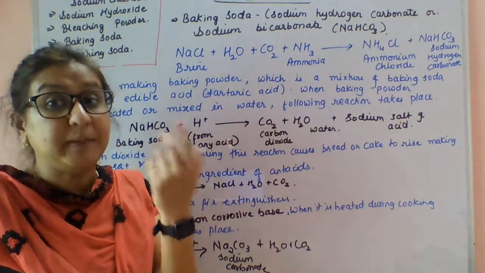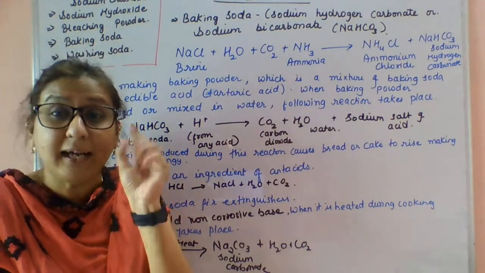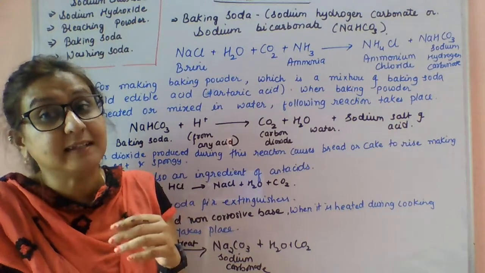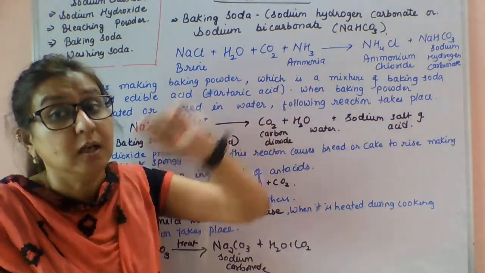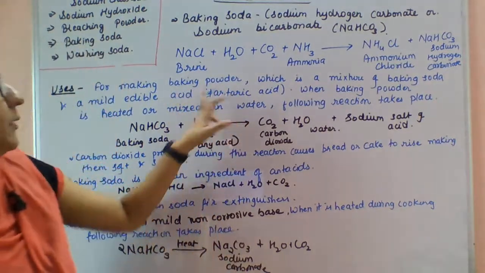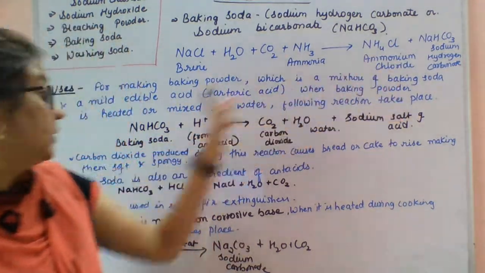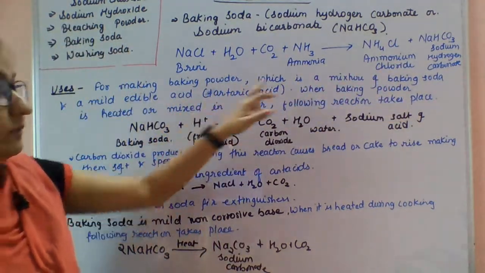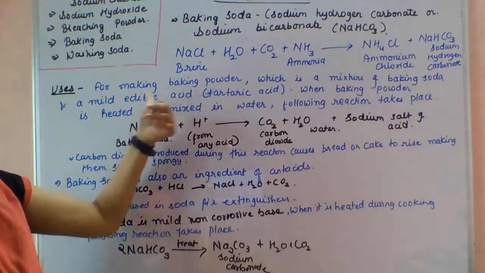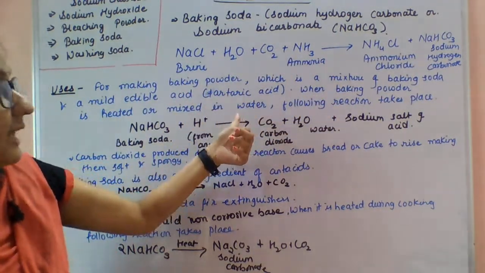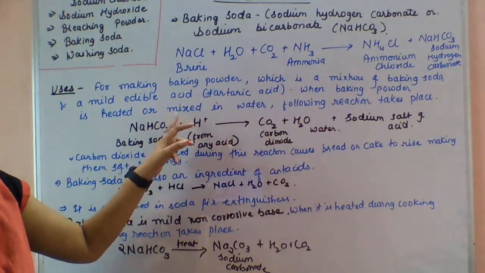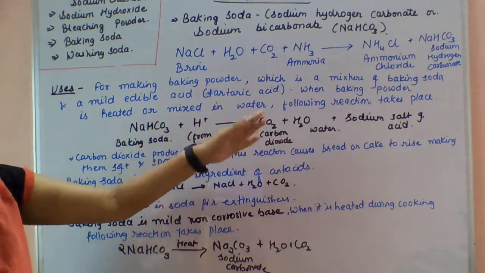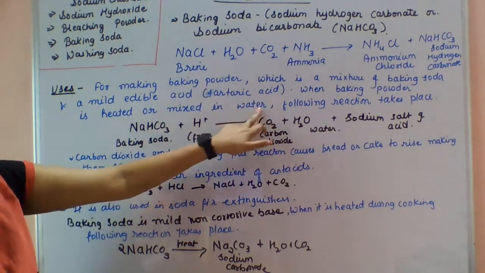When baking soda is mixed with a mild edible acid, such as tartaric acid, you get baking powder. When this mixture of baking soda and a mild edible acid, tartaric acid, is added, and then the baking powder is heated or mixed with water.